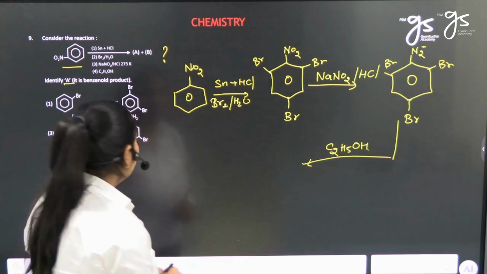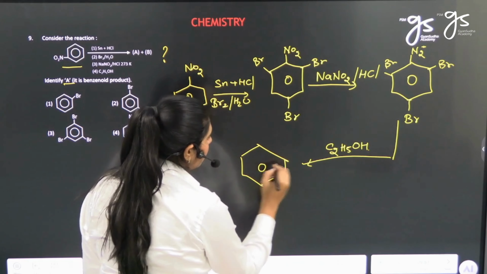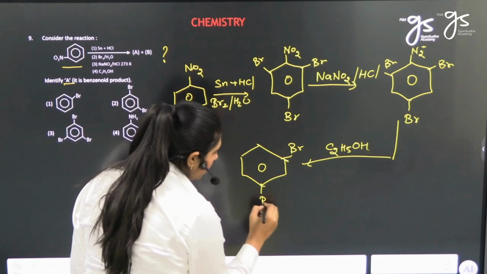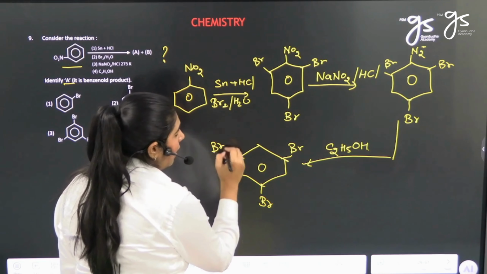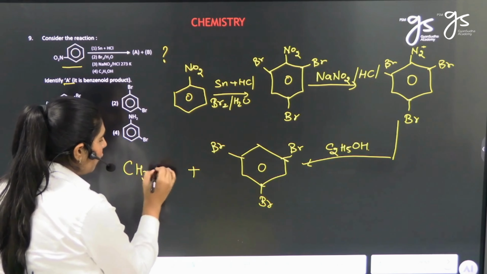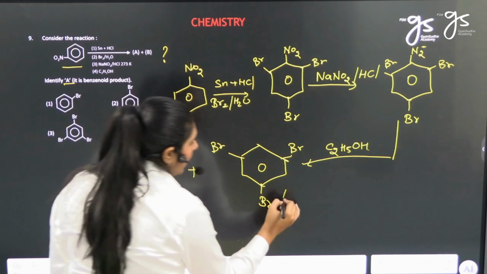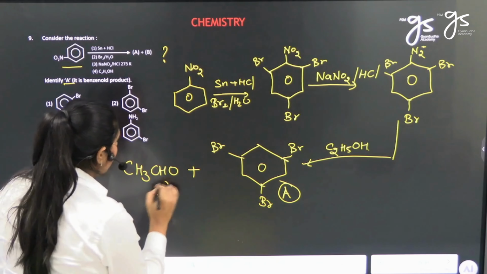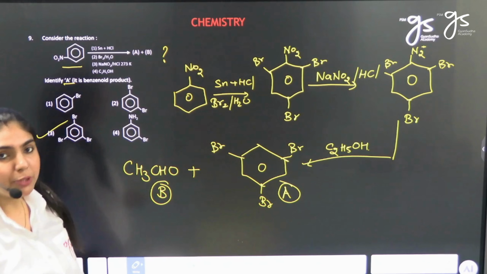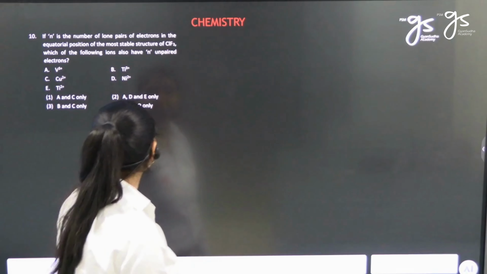Now furthermore, this compound will convert into, there will be removal of the N2 gas from here, as well as this will convert to the aldehydic group, right? So this will be your A and this will be your B. So what will be your correct option? We can see that this will be option number 3rd. Now moving ahead with our next question.